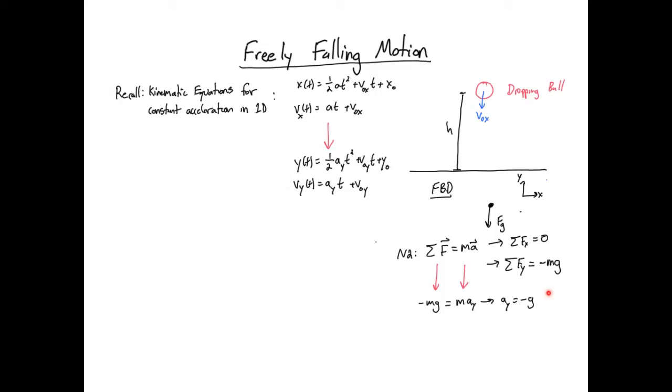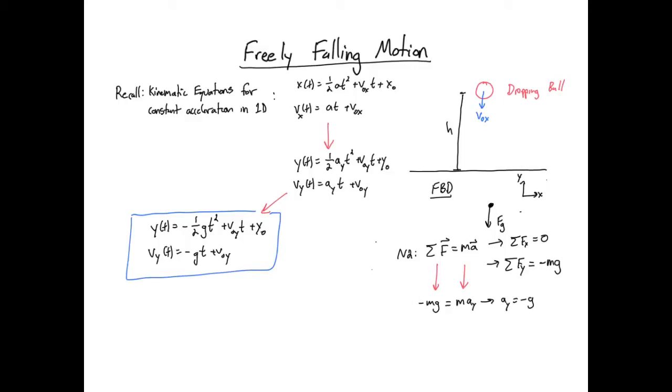Now I know what the acceleration is, and in freely falling motion, the acceleration will always be this, so I can just replace those accelerations with negative g, and I get the equations of motion for an object which is undergoing free fall. There's actually very little difference between this and this. I've just set the acceleration to be negative g and relabeled x's and y's, but this is what I can use anytime I have a freely falling motion problem. I can just go straight to this set of equations and solve them.